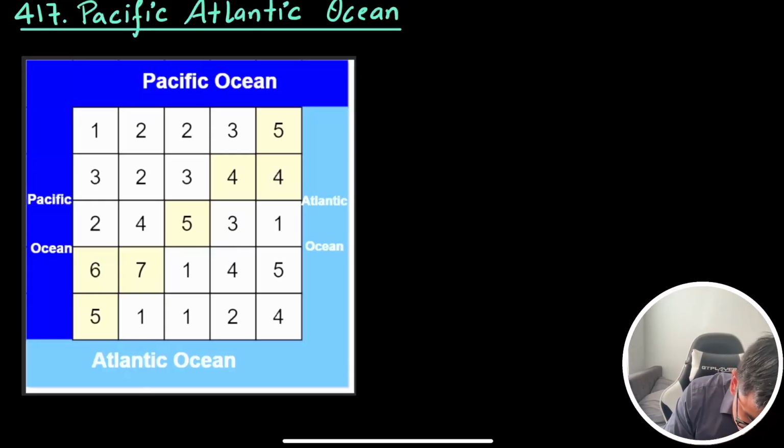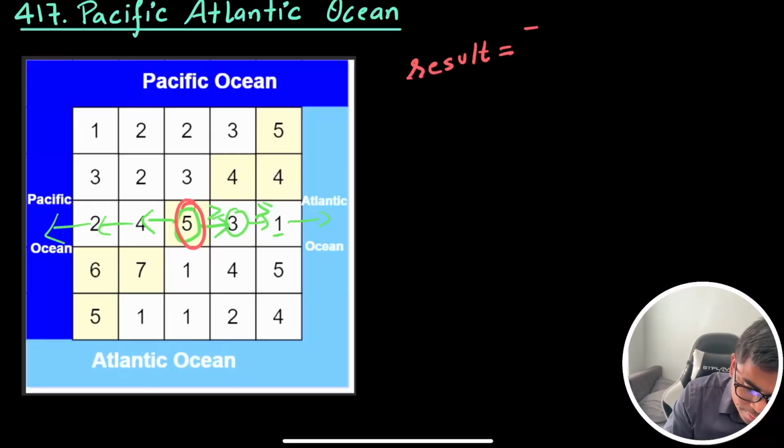Okay, so let's say we talk about 5 right here, this cell. Now this cell receives some rain, some water. The water can flow to this grid because this is smaller than or equal to 5. Now from this grid, the water can flow to this grid because this is smaller than or equal to 3, and the water can flow to the Atlantic Ocean. And from right here, the water can also flow to 4, and from 4 to 2 to the Pacific Ocean. So this 5 right here is going to be added to our result set.